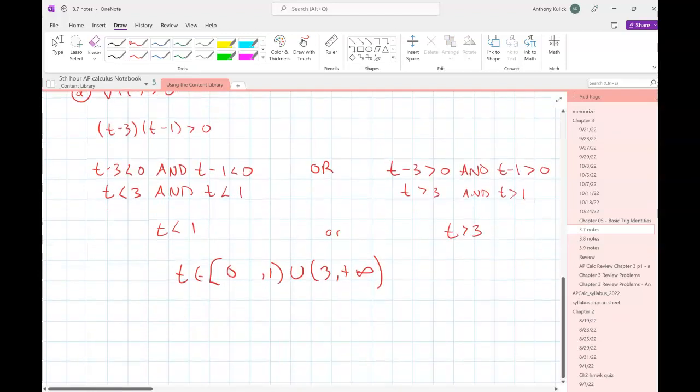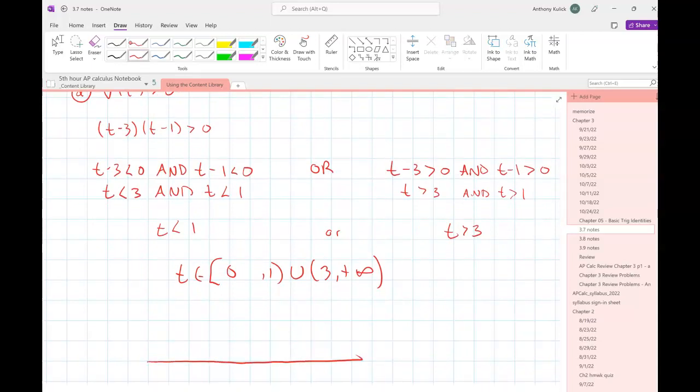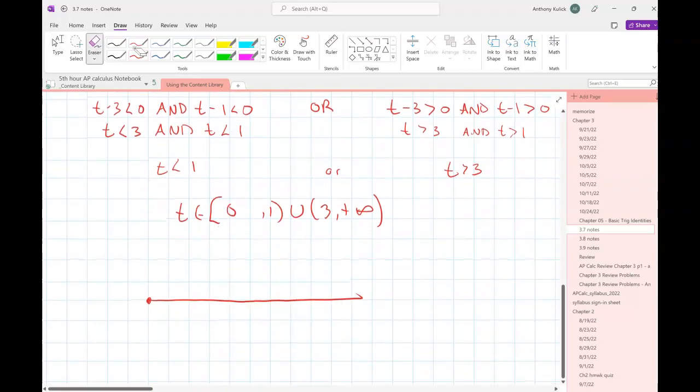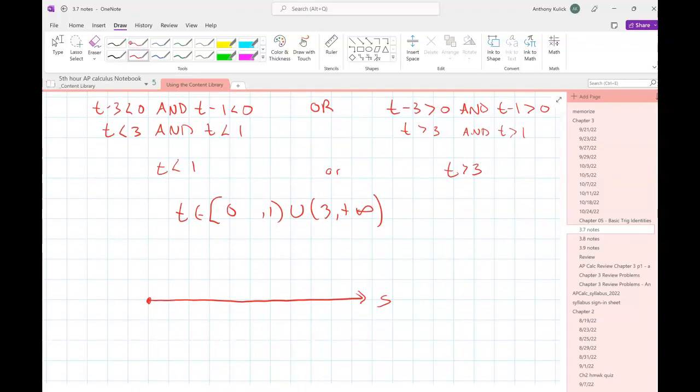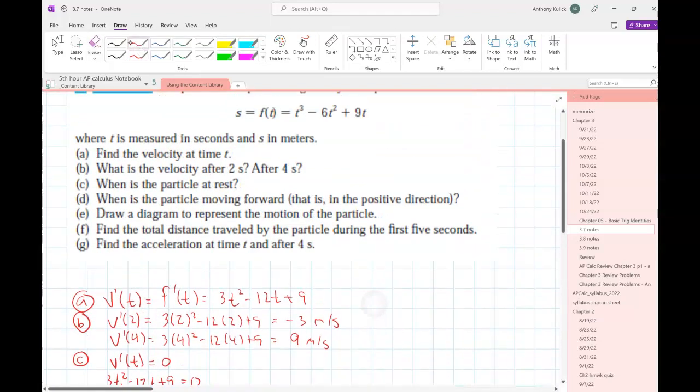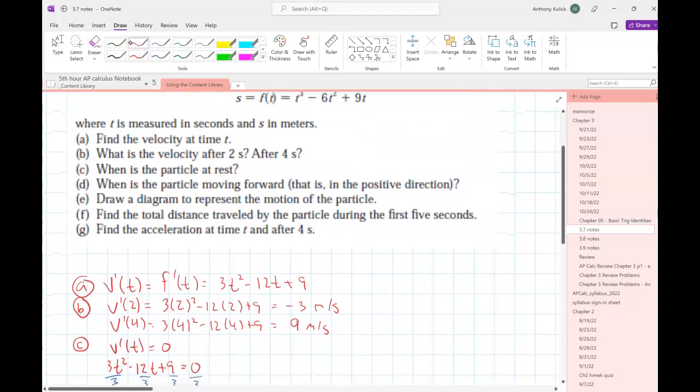So if we were to sketch a picture of this, where this is like my time axis. Oh, no, let's make this like a position or something. So at t equals 0, maybe are we getting ahead of ourselves? Yeah. Probably. Oh yeah, we're doing part E. So draw a diagram to represent the motion of the particle.